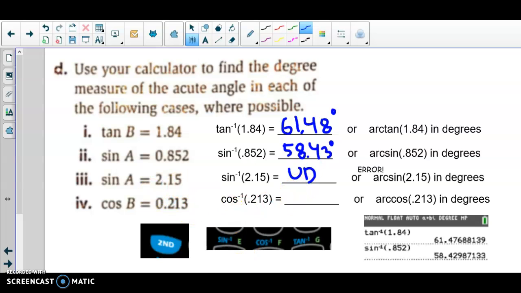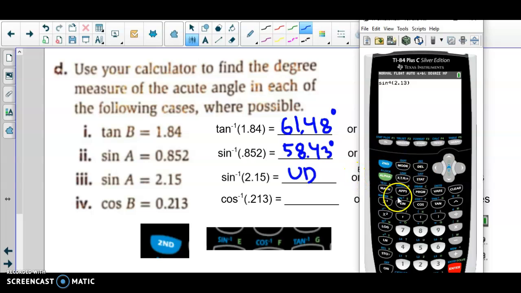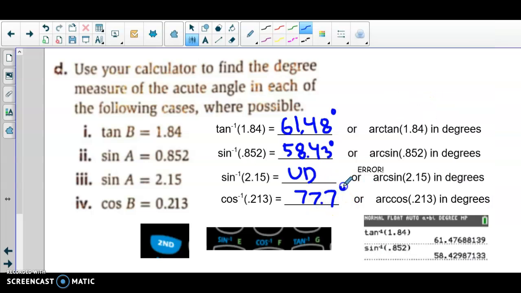Our last one, cosine of 0.213. This is going to go smooth, I can tell you right now. Second, cosine inverse of 0.213. Okay? And we're going to get a smooth answer. So we get 77.70, or just 77.7 degrees. Okay? So that's how you would solve using sine inverse, cosine inverse, or tangent inverse. All right, the next problems we're going to be working on is actually setting up this ratio to solve the problem. Let's go.